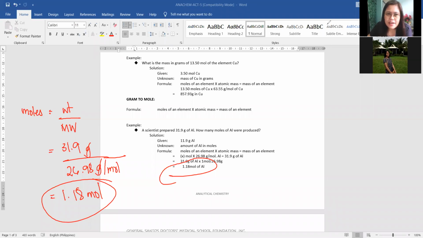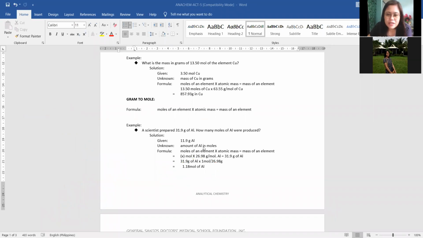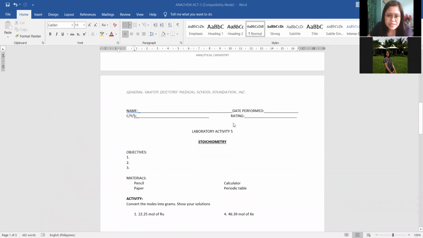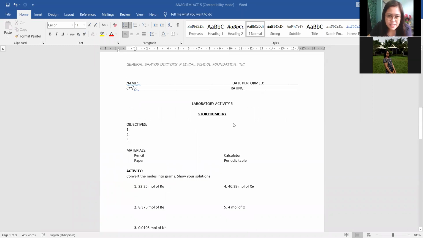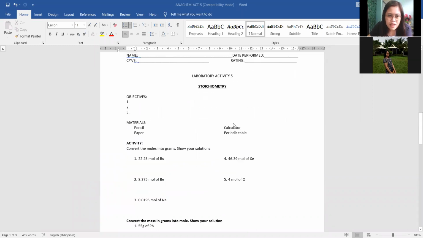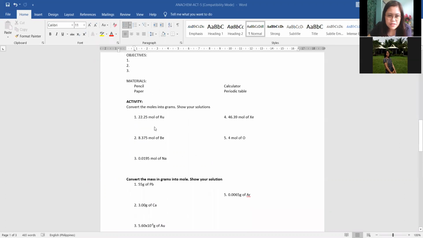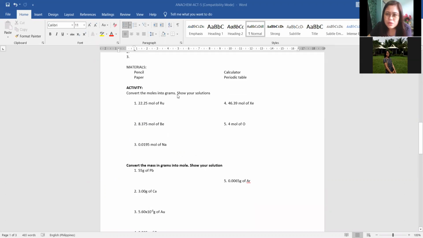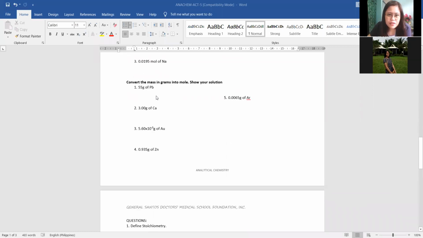Wala. So kaya lang. This will be your activity for this morning. So sa baba, you will see there the worksheet. So mani inyuhang answeran, you just have, for the first part, you just have to convert the moles into grams. You have to show your solution. Please take note that we will be using the atomic weights of the elements na naka-round off to the nearest whole number. And ang sa baba pod, you will have the conversion of mass in grams to moles.